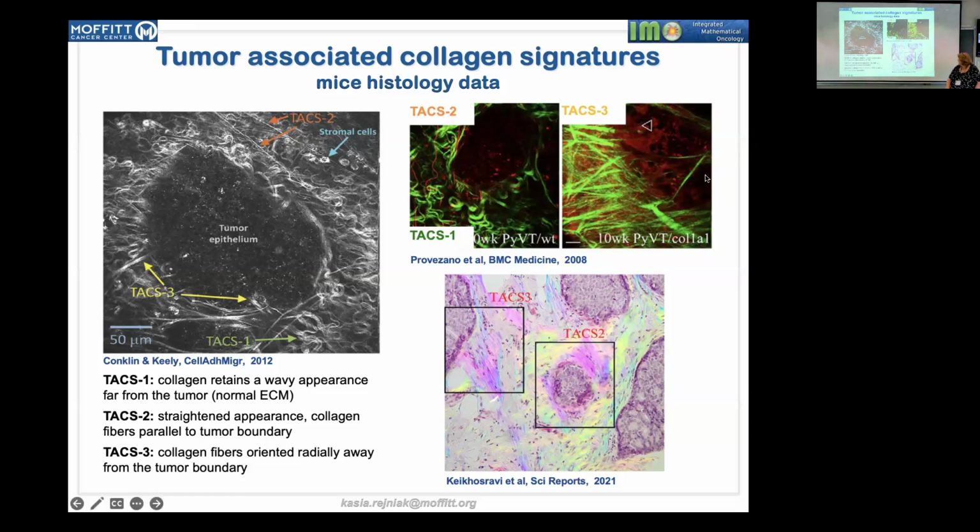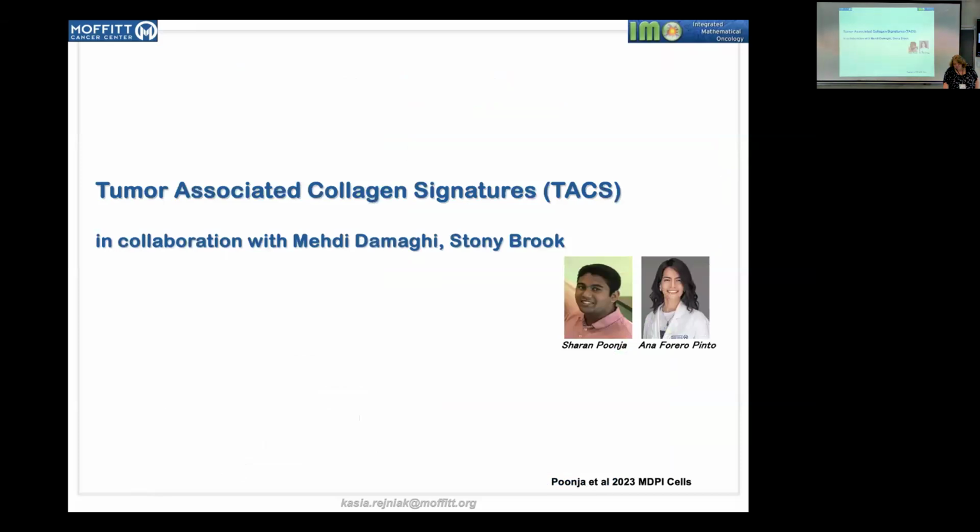So you could see some of those patterns here as well. So we wanted to model that, to recreate those collagen tags, but also to see, in the image you have just the one picture. So we want to see if we can hypothesize how they can change. This work was done by the undergraduate intern in my group, Sharon Punja, and Anna Forera Pinto, who is the graduate student in my group, in collaboration with Mehdi Damaghi from Stony Brook.